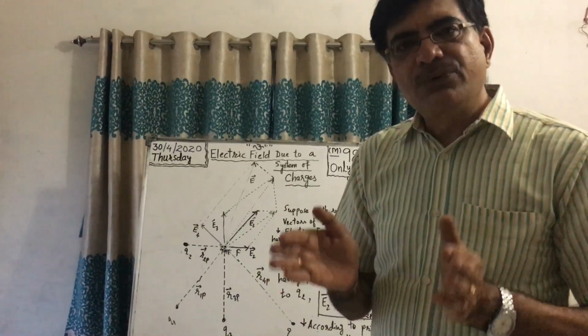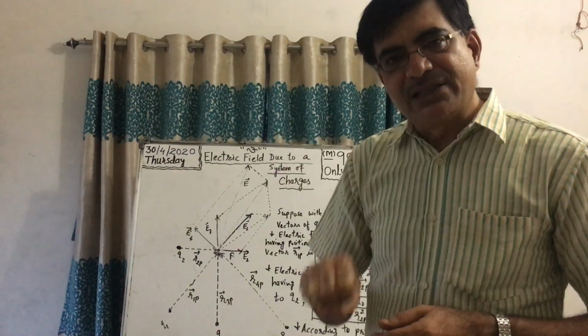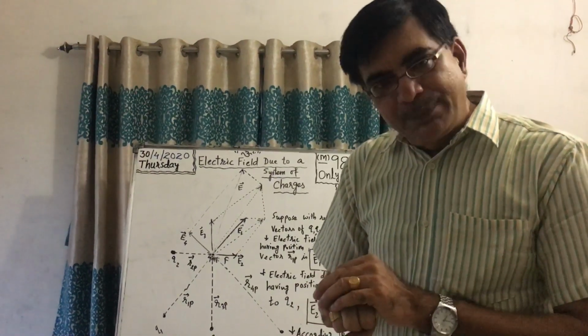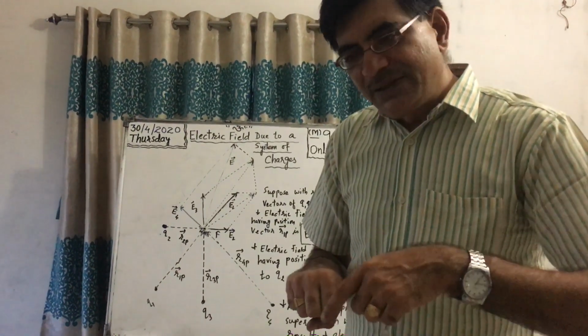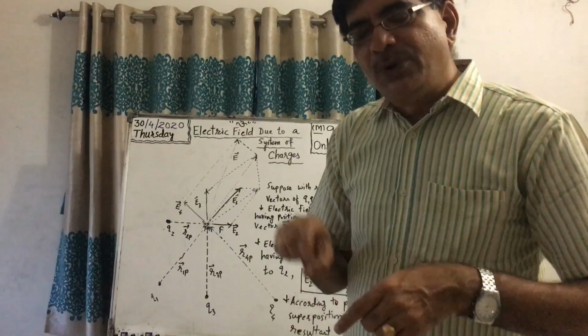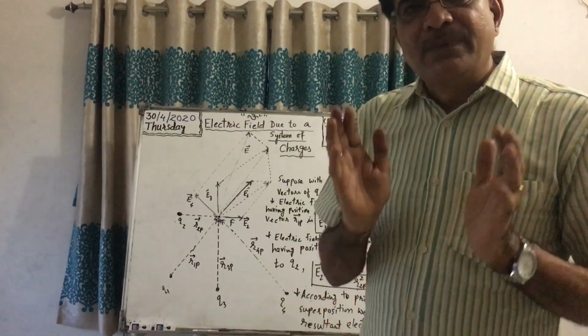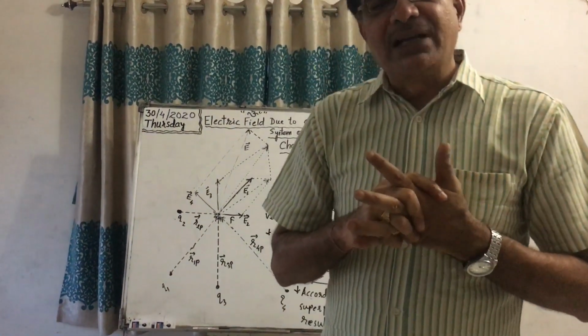And the formula for electric field intensity due to a point-like charge was 1 upon 4 pi epsilon naught, capital Q, that is this charge, upon r square, where r is the distance, into r cap. R cap is the unit vector in this direction. This was the electric field intensity due to a point-like charge.